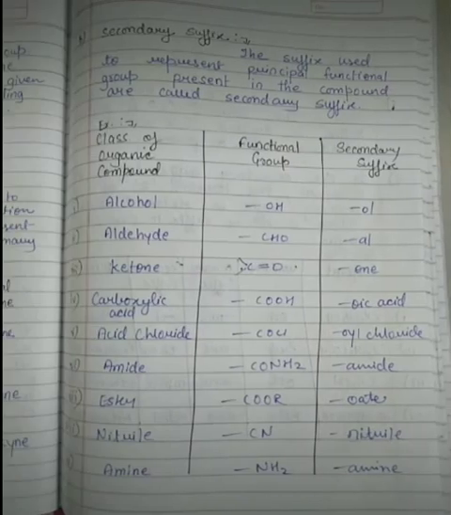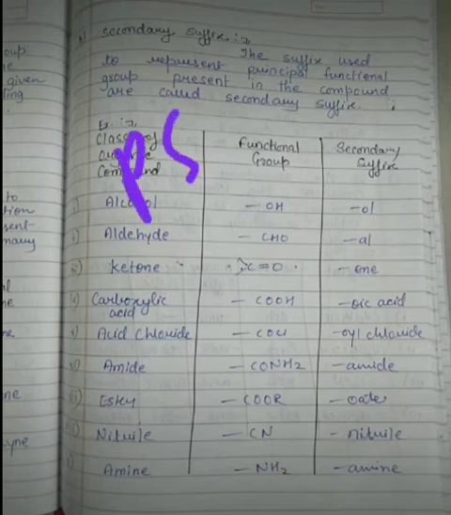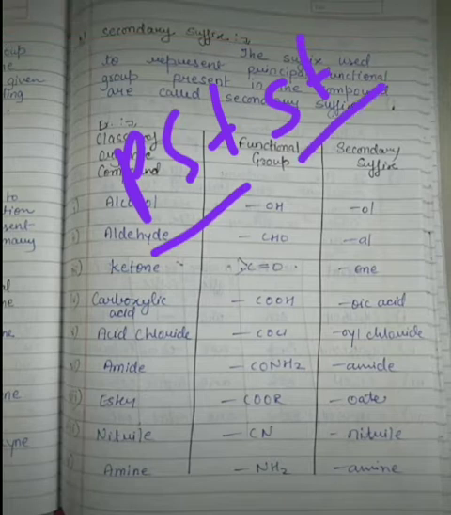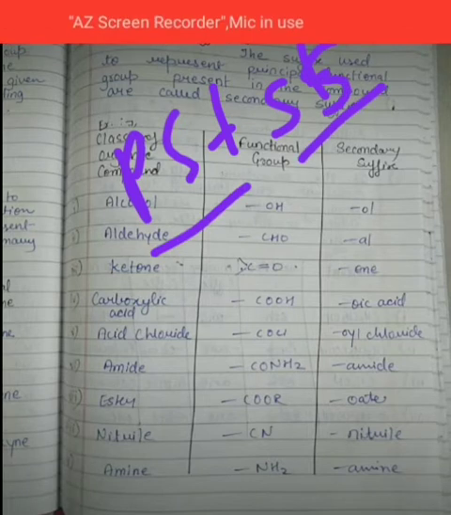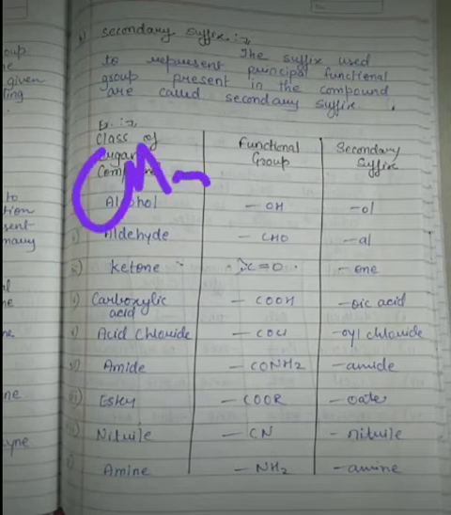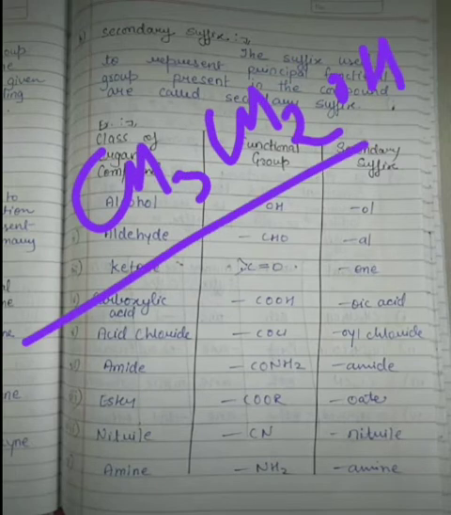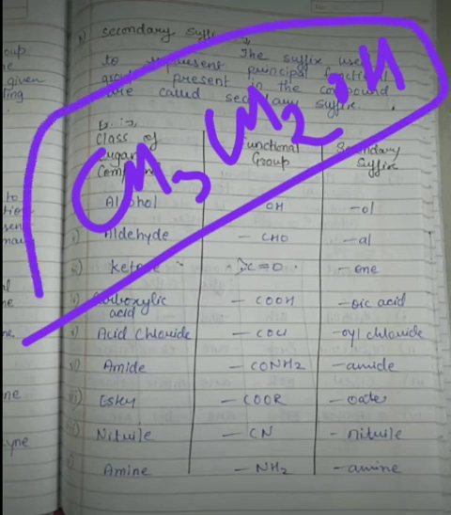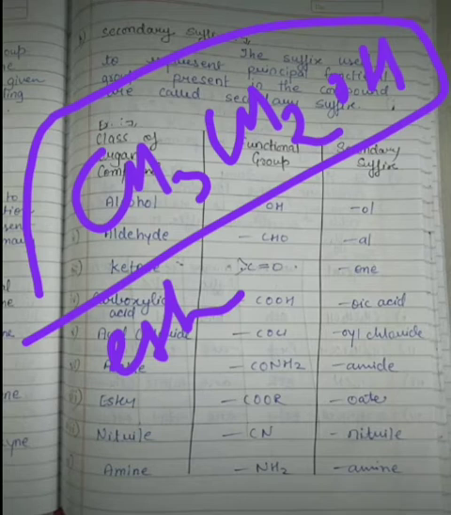Now students, there is one more thing: whenever we are writing the secondary suffix, there is the primary suffix and it is followed by the secondary suffix. Whenever we are writing primary suffix followed by the secondary suffix, we have to focus on the e of alkane. Okay, what I am saying, suppose a compound, it is CH3, CH2, OH. Okay, this is the compound. So students, for this the word root will be eth because there are 2 carbon atoms, and the primary suffix will be ane because there is a single bond.